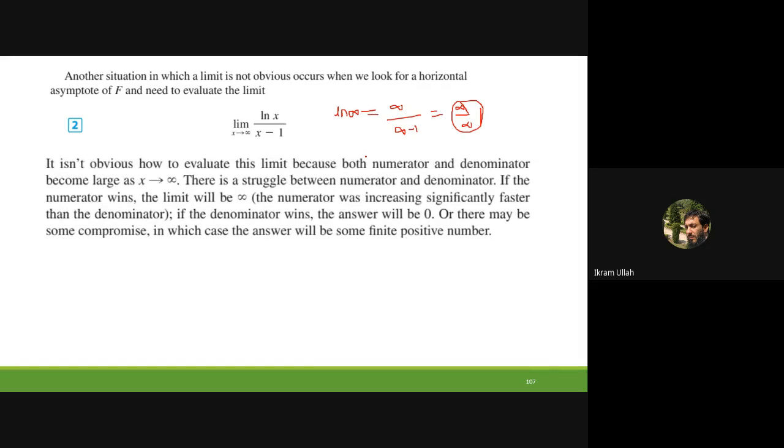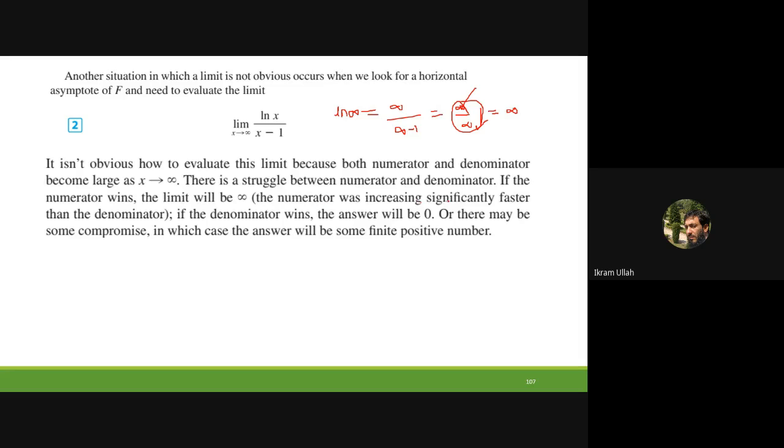In general, it is not obvious how to evaluate this limit, because both the numerator and denominator become very large when x approaches infinity. So there is a struggle between the numerator and denominator. If the numerator wins, the limit will be infinity, because the numerator will be infinity and the denominator will be some value, and dividing infinity by some value is infinity. This means that the limit of this function will be equal to infinity.